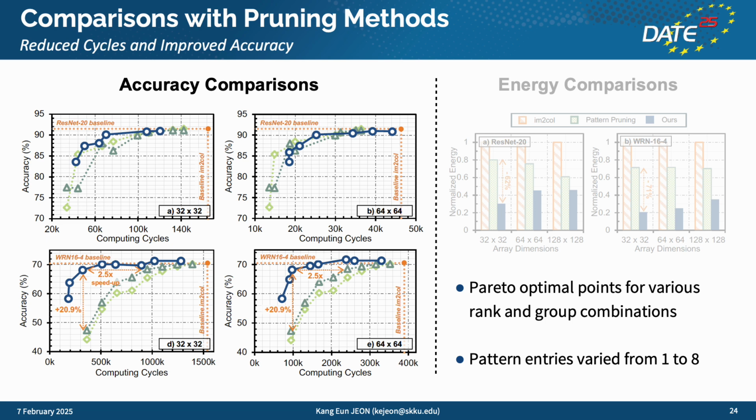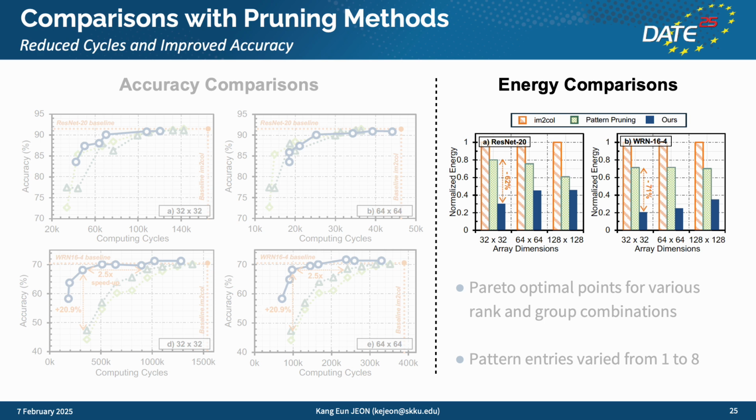In the case of ResNet20, our accuracy decays at a slower rate, achieving slightly better accuracy than the pruning approaches. In the case of wide ResNet 16-4, our method achieves significantly better performance, achieving up to 2.5 times speedup or 20.9 percentage point accuracy improvement. The performance improvement in ResNet20 is less noticeable than in wide ResNet 16-4 because ResNet20 simply has too many idle columns. Although the proposed SDK mapping will offset this underutilization, it can only do so much.